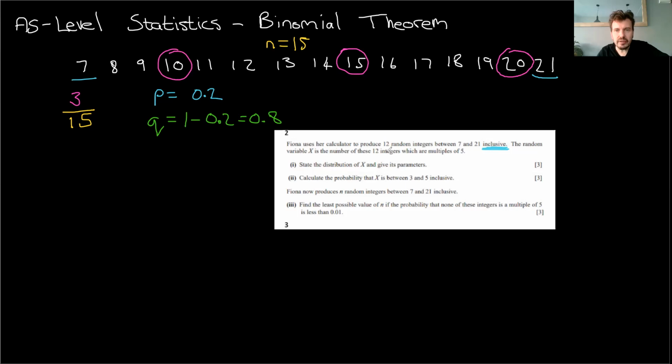And then, it's producing 12 random integers, so actually our N is 12. Sorry, our N is 12, because it's producing 12 random integers. That's where it can be a bit confusing, because the number of integers, 15, is not how many you choose. That's just the number of possibilities. There's 15 possibilities, but I'm choosing 12 of them. I'm producing 12, so we're saying we're choosing 12.